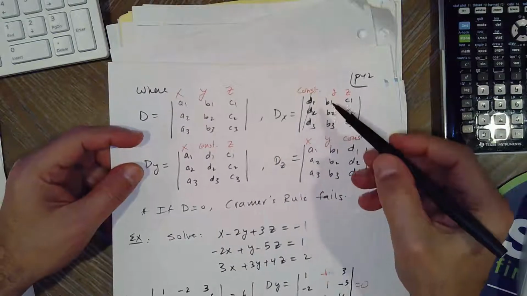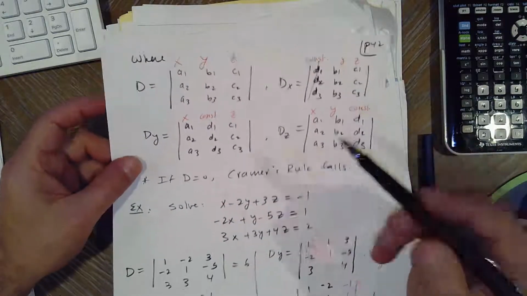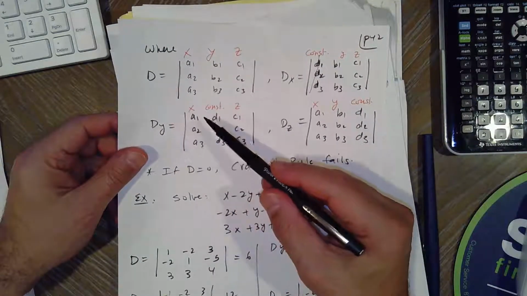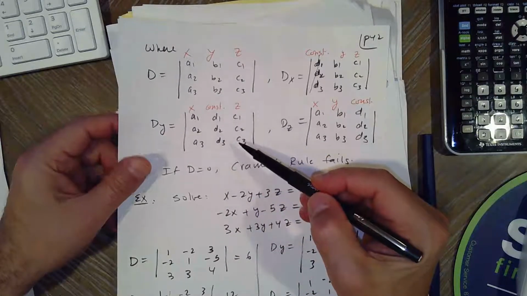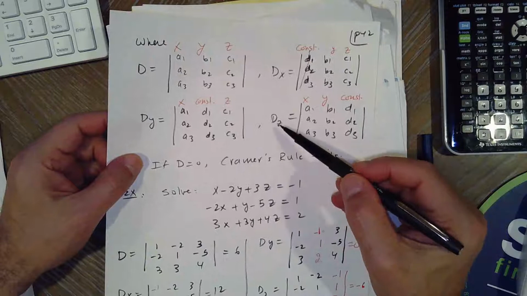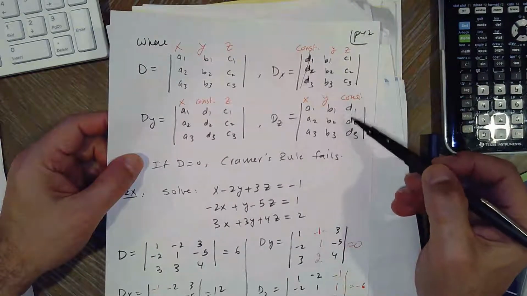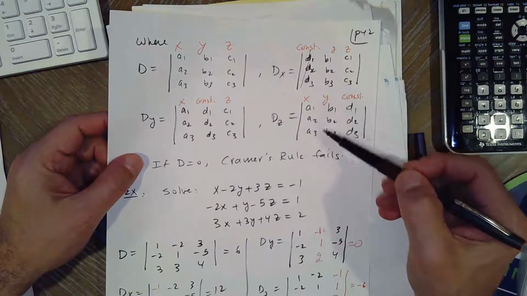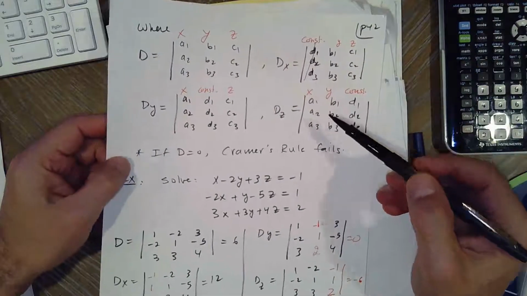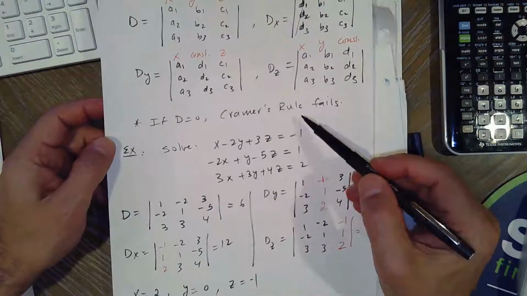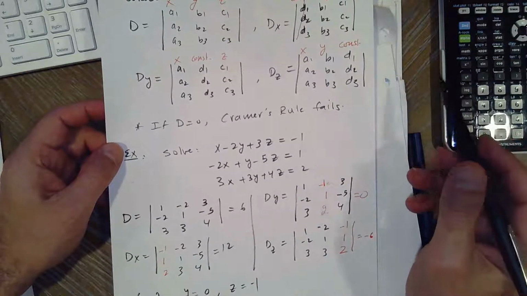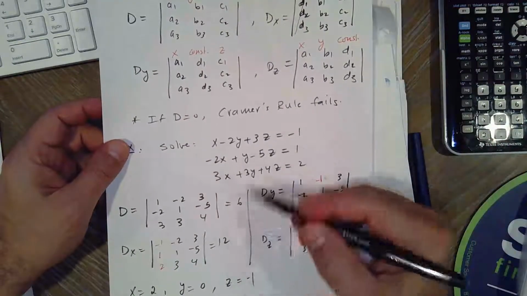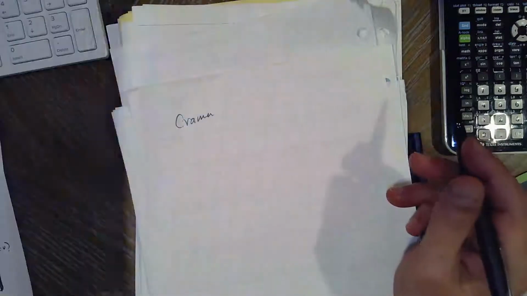Okay, and then we put the y's and the z's in their spots. To find dy, we replace the y's with the constants, and the x and the z stay put. To find dz, we put the constants in place of the z's, and the x and y stay put. If d equals 0, Cramer's rule fails. Otherwise, x equals dx over d, y equals dy over d, and z equals dz over d. So here's an example.